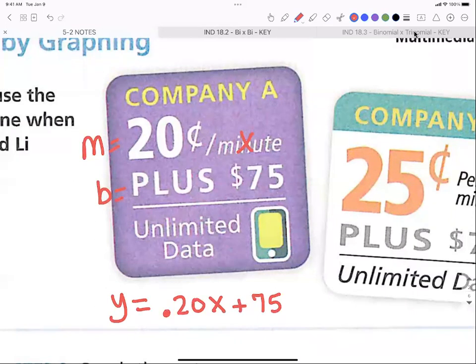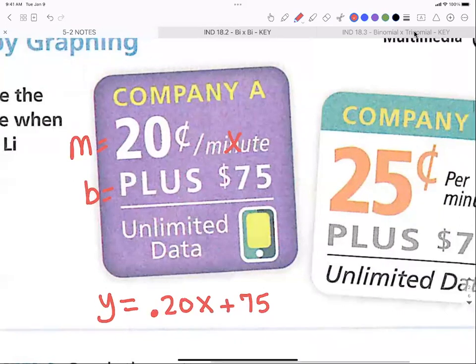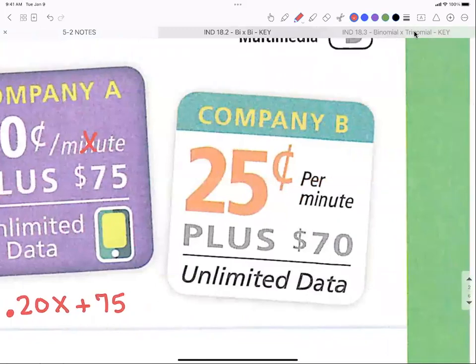That's your B, okay? So if we go to company B and we do the same thing, we see 25 cents per minute. When you see that per minute, per hour, per day, right off the bat you have to think that's the one that can change. Whatever one can change, that's going to be your M. Whatever one is the base rate, the one that doesn't change, what you're going to pay no matter what, that's going to be your B.